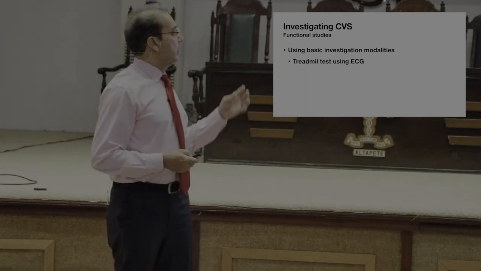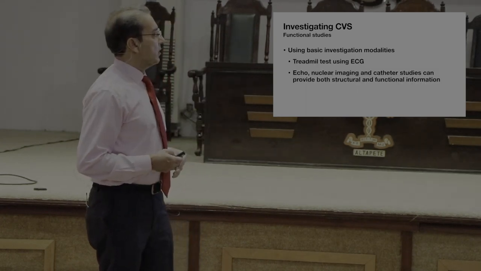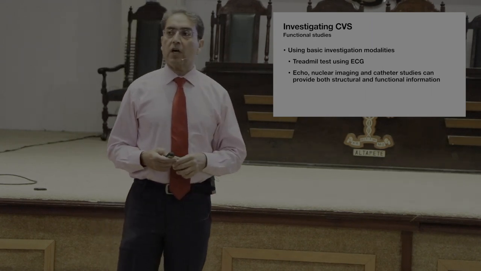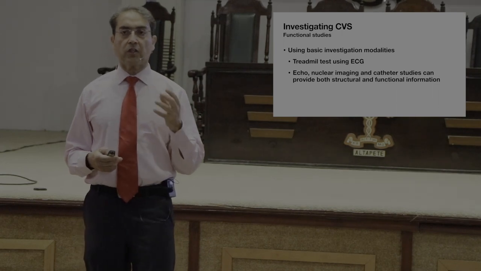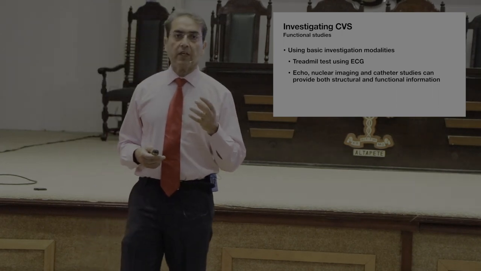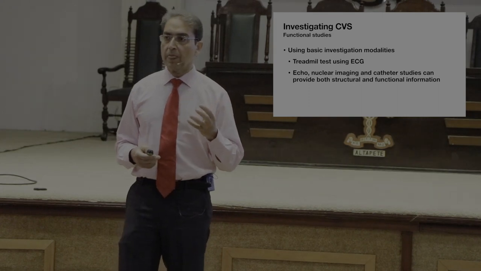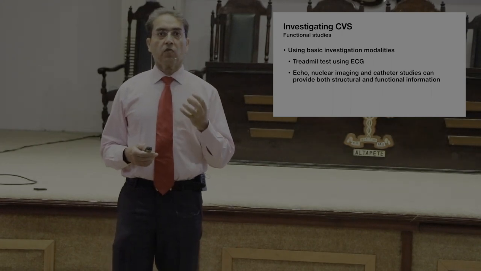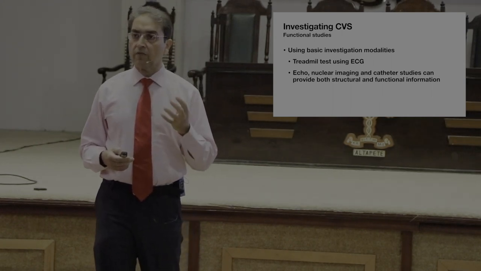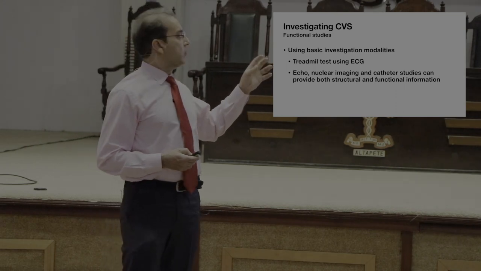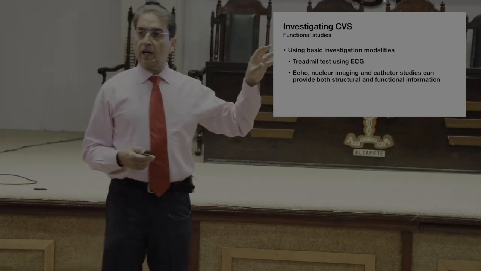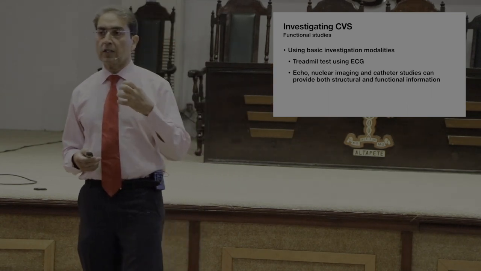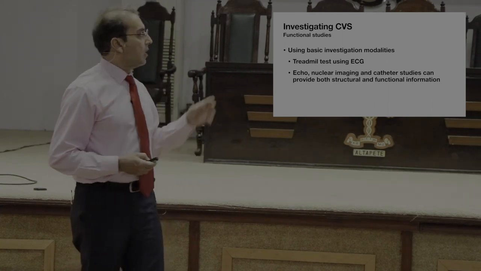Similarly, the catheter studies and the other imaging studies can provide us not only structural information about the heart, they can also provide us information about the functional capacity of the heart. For example, they can give us the coronary flow, the cardiac output, the valvular structure, and the different gradients across the valve. So you can get different types of functional information using those basic imaging studies. You use different maneuvers to utilize those imaging studies to find out how the heart is functioning.